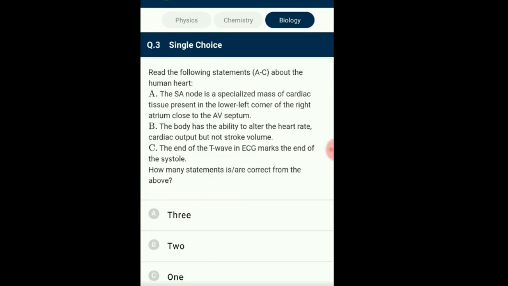Question number 3. Consider the following statements A to C about the human heart. From that, how many statements are correct? AV node is a specialized mass of cardiac tissue present in the lower left corner of the right atrium close to the AV septum. The body has the ability to alter the stroke volume as well as the heart rate and thereby the cardiac output. So the answer for this question is option B. From the given 4 statements, there are 2 statements correct.